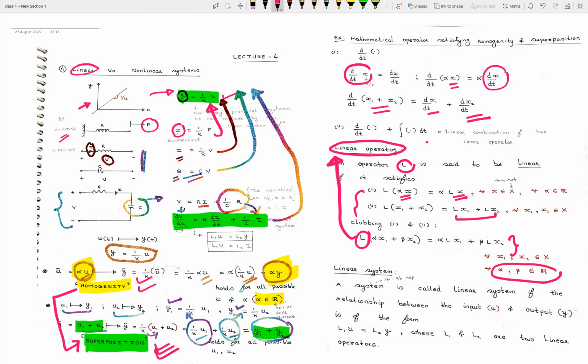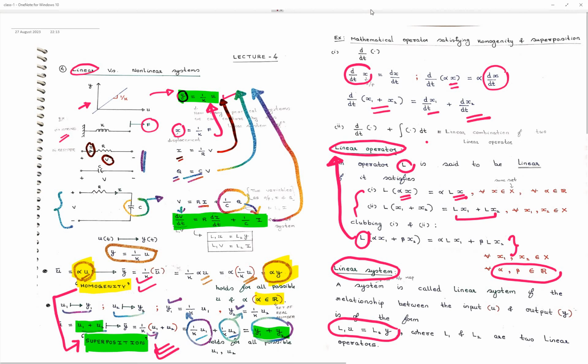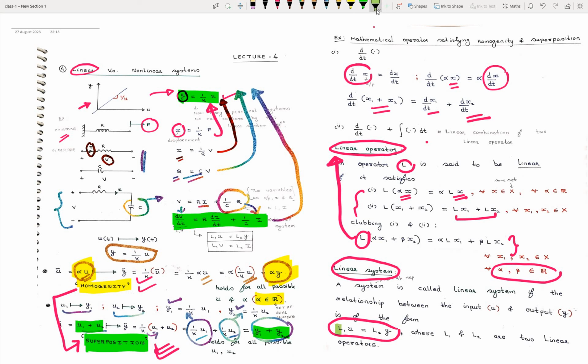Now come to the definition of a linear system. We define a system as a linear system when this kind of relationship holds: the linear operator on the input equals the linear operator on the output. So let me use the marker here. The linear operator on input equals the linear operator on y.